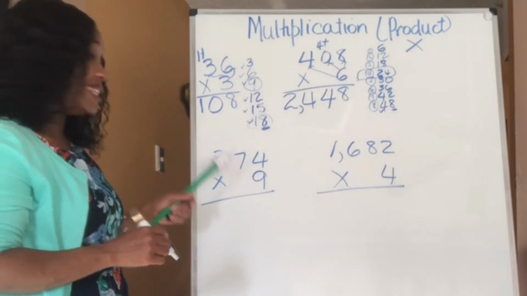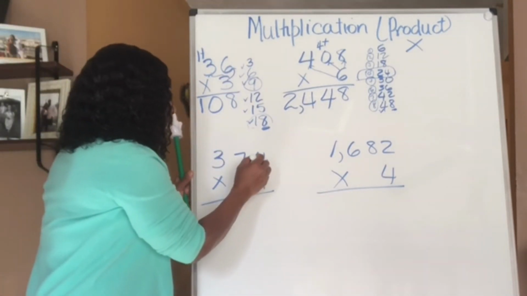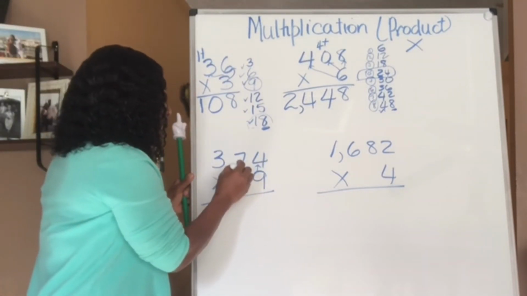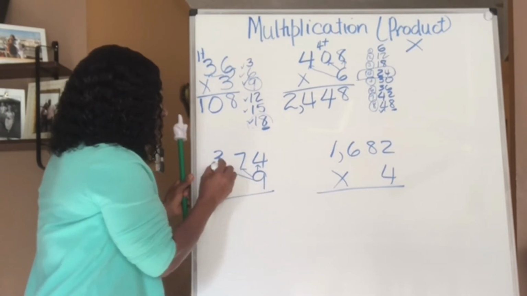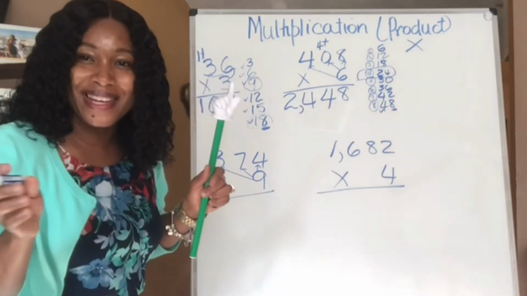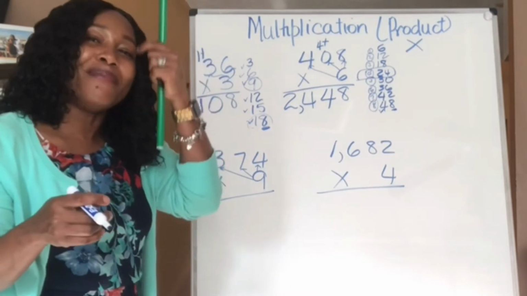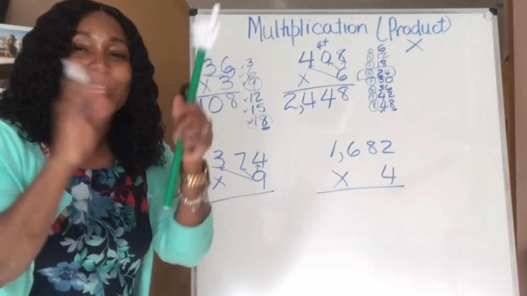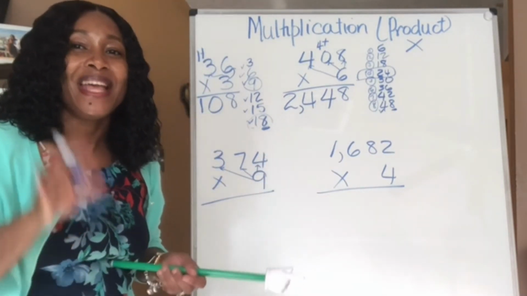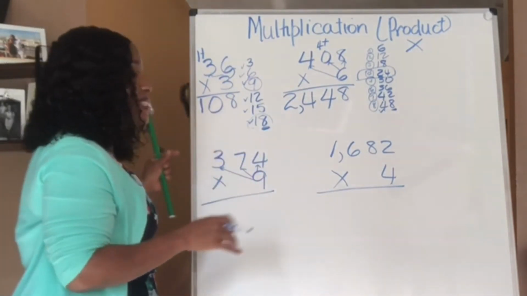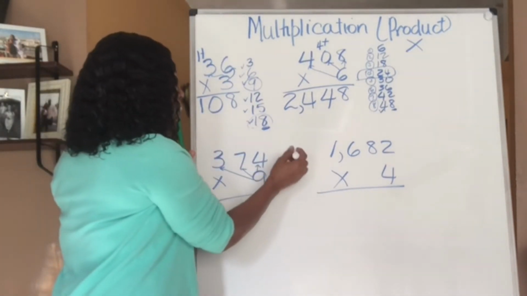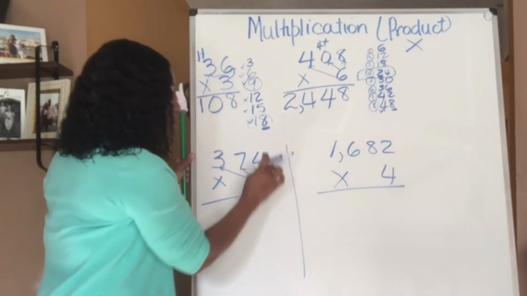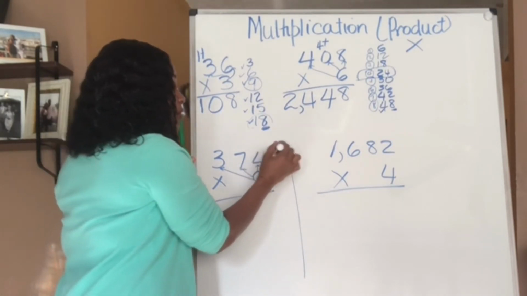All right. 374 times 9. So we're going to multiply 9 times 4, 9 times 7, and 9 times 3. Now I have a little trick for us to use when we're multiplying by 9. Pay attention, because anytime you get to multiply by 9, this makes it so easy. So we start, we're going to have two columns, one over here and one over here.